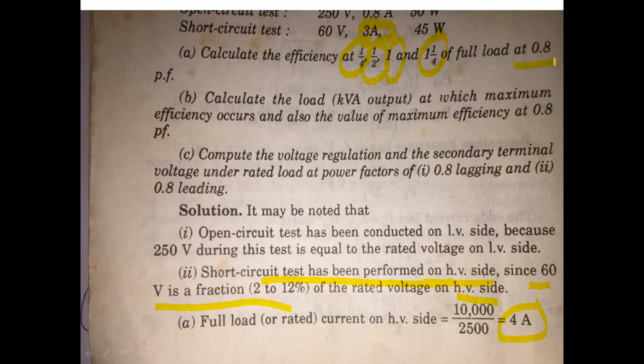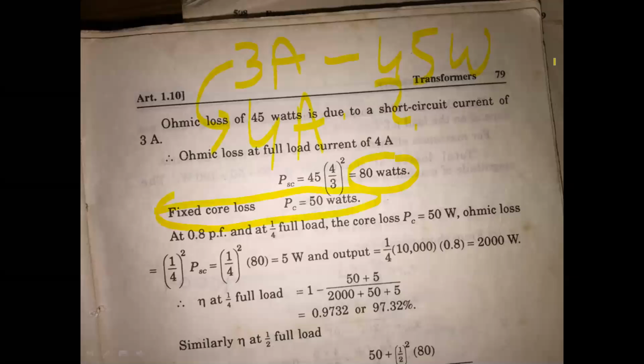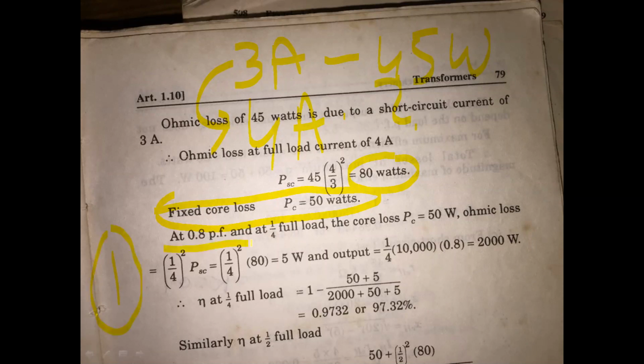So first calculate the efficiency at 1/4 load. When the load changes, the current changes. Current changes means copper losses change. Core loss is fixed, but copper losses change proportional to the square of the current. So case one: calculate the efficiency at 1/4 load at 0.8 power factor. At 1/4 load the core loss is constant.